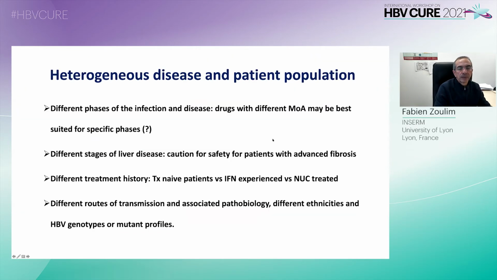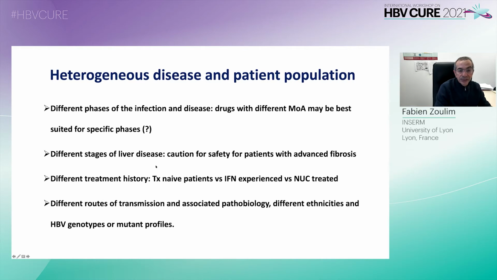As you know, chronic HBV infection is a heterogeneous disease, and it affects different patient populations. So we have different phases of the infection and disease, and drugs with different modes of action may be best suited for specific phases, but this has to be demonstrated by clinical trials, and we'll discuss this in the presentation.